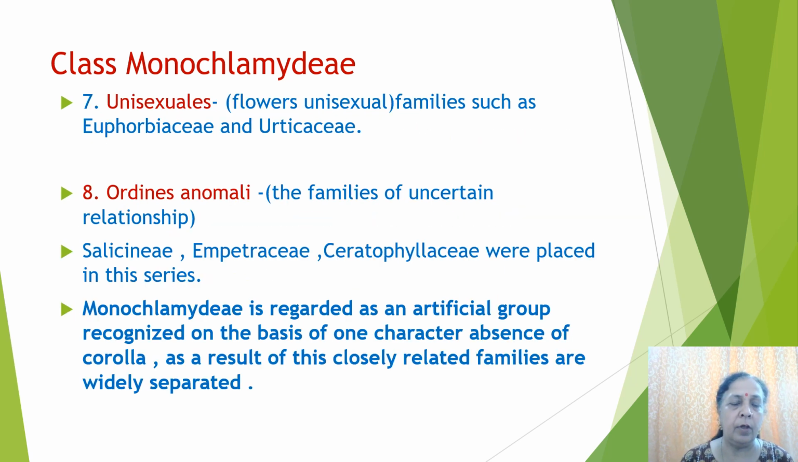Seventh series of the Monochlamydeae is Unisexuales, where the flowers are unisexual, and families such as Euphorbiaceae and Urticaceae are included under this series. And the eighth series is Ordines Anomali, the families of uncertain relationship like Salicaceae, Empetraceae, Ceratophyllaceae were placed under this series.